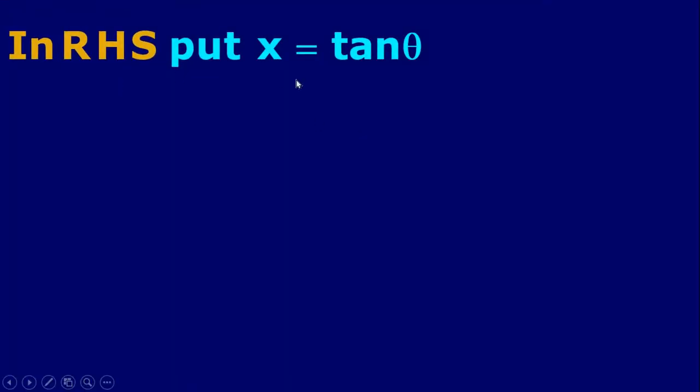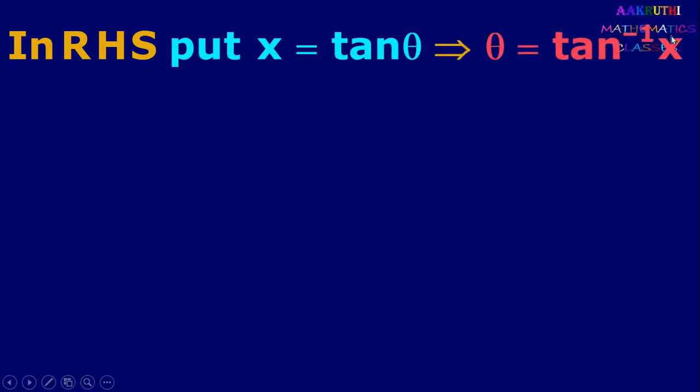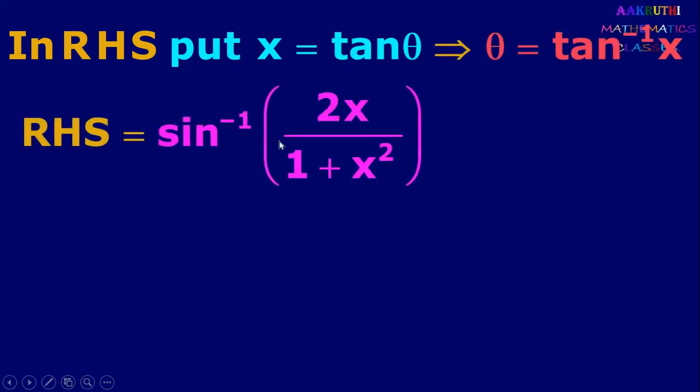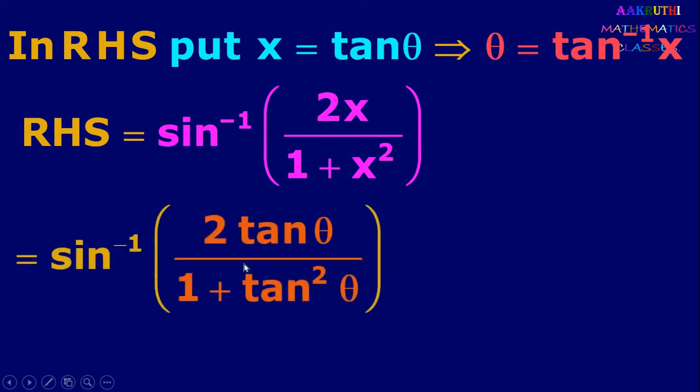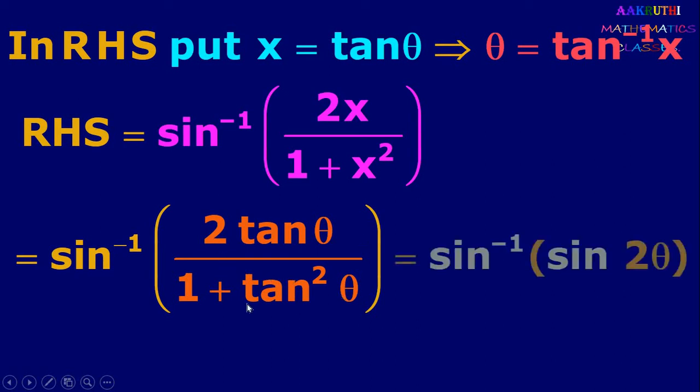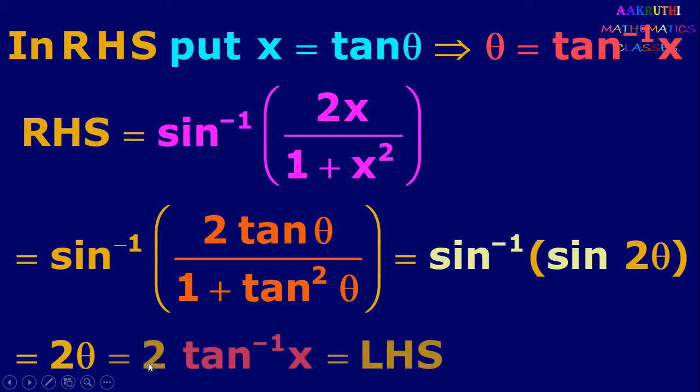So in RHS, put x equal to tan theta. Therefore, theta equal to tan inverse x. Now here it is given RHS sin inverse 2x by 1 plus x square. Put x equal to tan theta, we get sin inverse 2 into tan theta by 1 plus tan square theta. So it is 2 tan theta by 1 plus tan square theta is sin 2 theta. So it is sin inverse sin 2 theta. Now sin inverse sin cancel. Remaining is 2 theta. Substitute theta value, theta is tan inverse x, so answer is 2 tan inverse x, so it is LHS. So therefore, to get this answer, simplify RHS and put x equal to tan theta in RHS. So we get 2 tan inverse x, it is LHS.